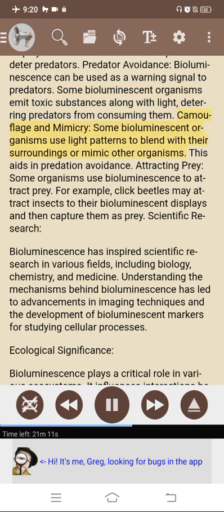Camouflage and mimicry. Some bioluminescent organisms use light patterns to blend with their surroundings or mimic other organisms. This aids in predation avoidance. Attracting prey. Some organisms use bioluminescence to attract prey. For example, click beetles may attract insects to their bioluminescent displays and then capture them as prey.